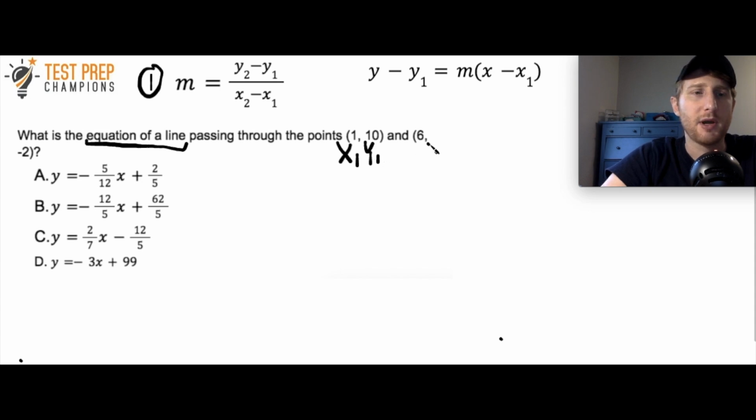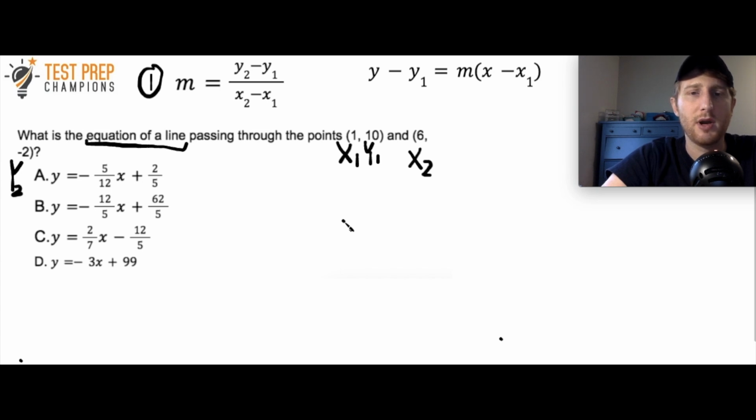Now I come to the next pair, which is 6 and -2. So the first number is always an x. So this time I'm going to call 6 my x2. And the second number in the pair is always a y. So my -2, I'm going to call that y2.